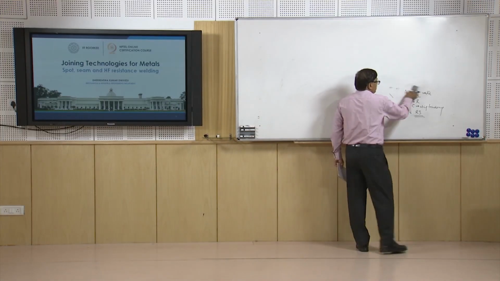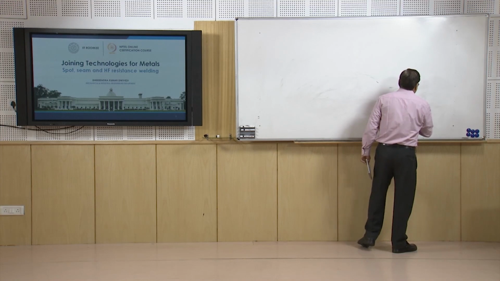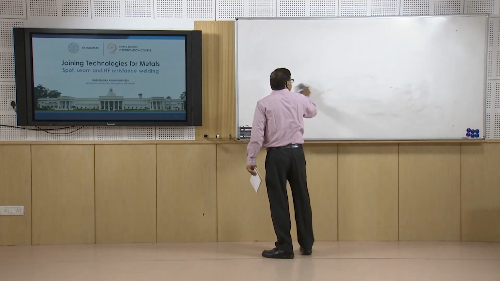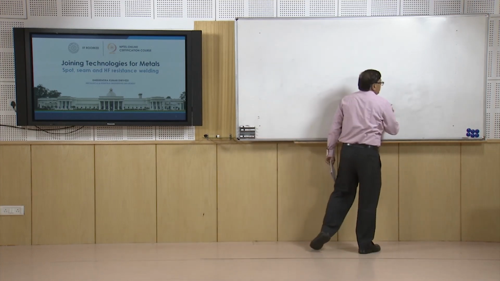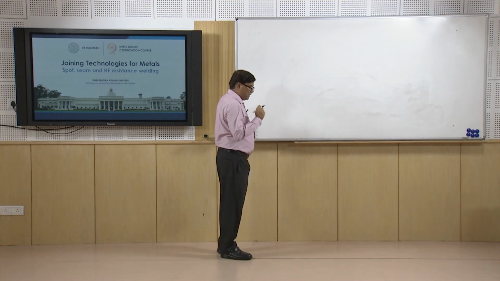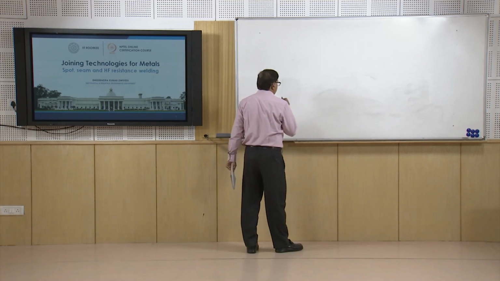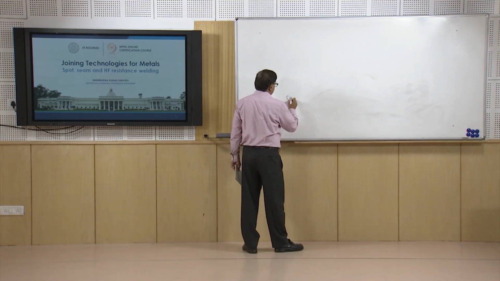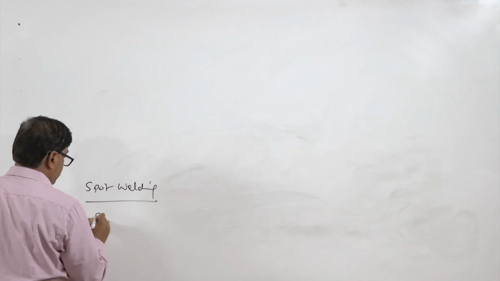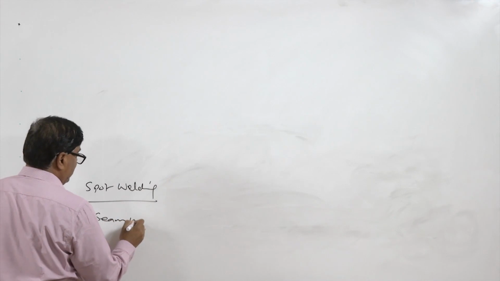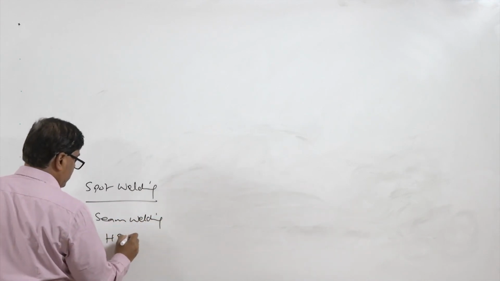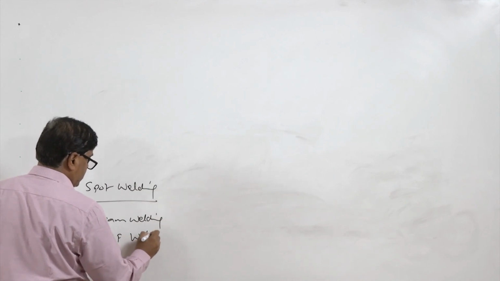resistance welding processes. So now we will see the details of three specific processes: spot welding, seam welding, and high frequency welding. We will be starting with spot welding, and thereafter we will go for seam welding and then high frequency welding processes.